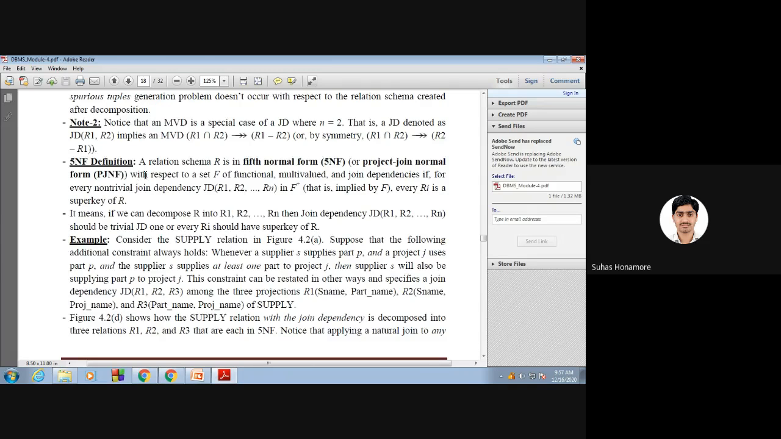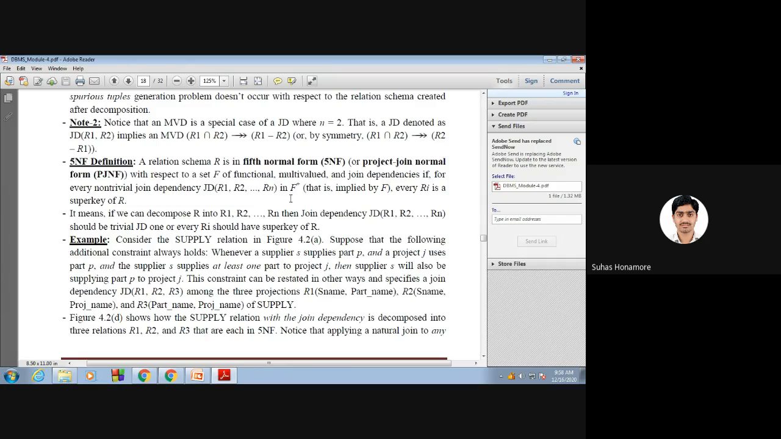Okay, so with respect to a set F, that may be functional dependencies, multivalued dependencies, or join dependencies, if for every non-trivial join dependency in F+, say R1, R2, ..., Rn, every Ri is a super key of R. Every Ri means whenever we decompose it, into R1, R2 and so on, every Ri is a super key of R. Whatever our super key is, it should be the same normally.